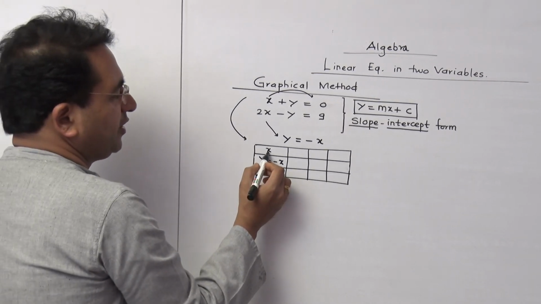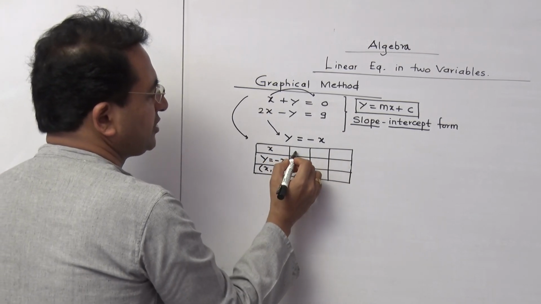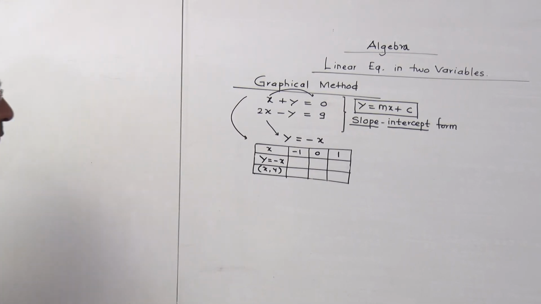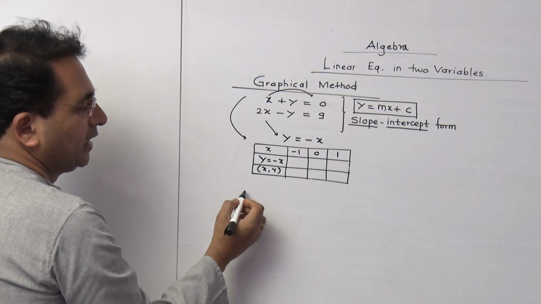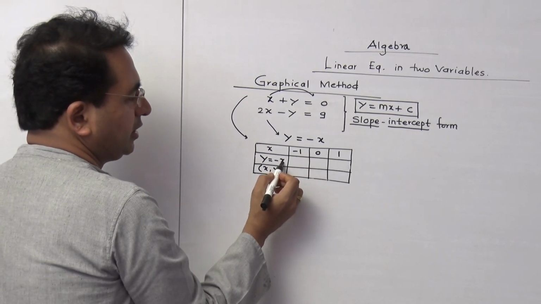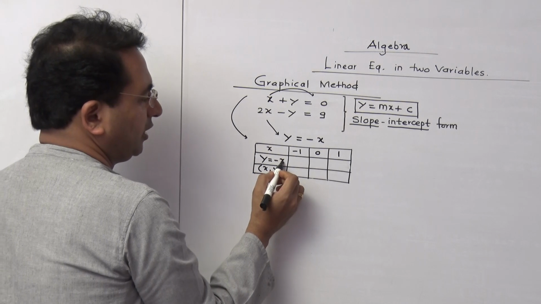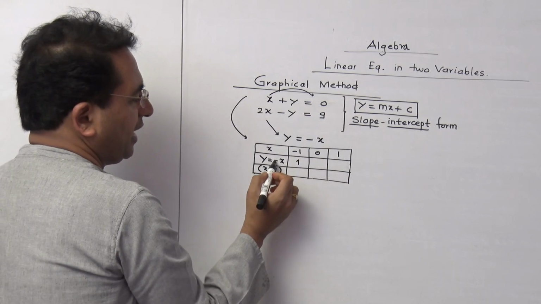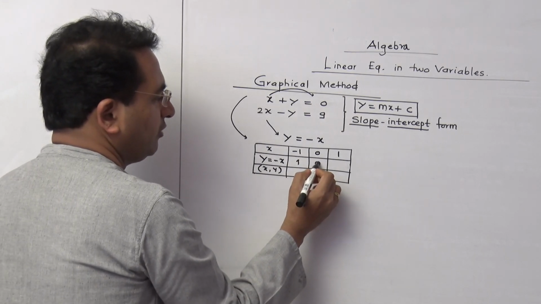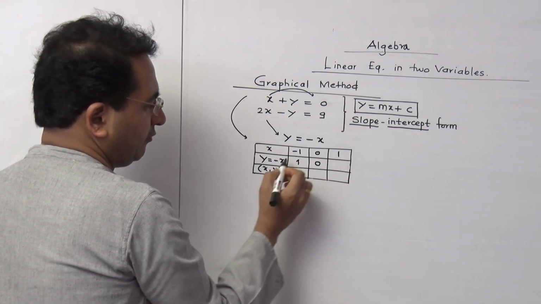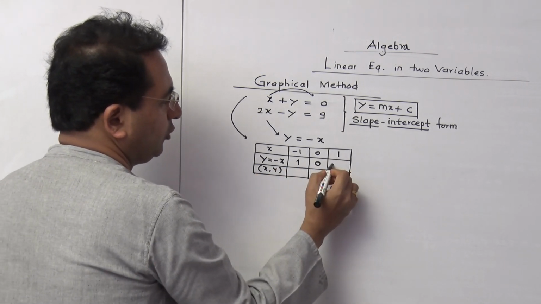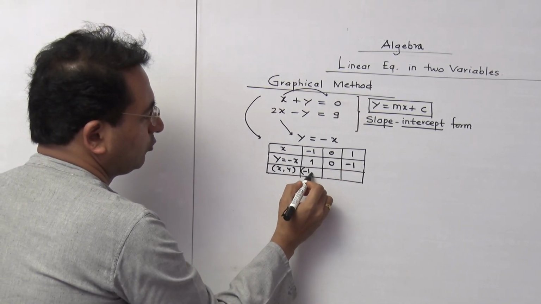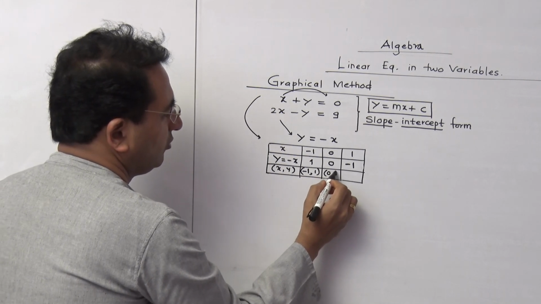Now x values we can consider anything, but normally we consider minus 1, 0 and 1. If I put the value of x as minus 1 here, then it becomes minus of minus 1, that is 1. If I put 0 here, minus 0 is nothing but 0 only. And if I write 1 here, then it is going to be minus 1. So that will give you some points here: minus 1 comma 1, then 0 comma 0, then 1 comma minus 1.